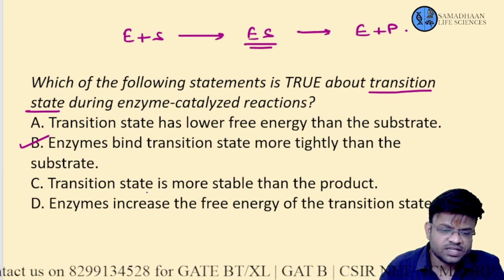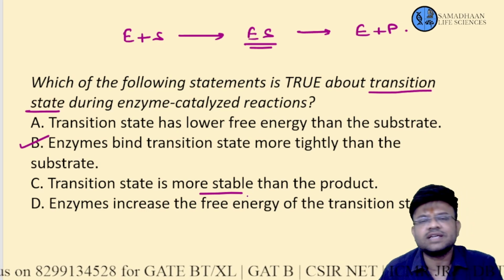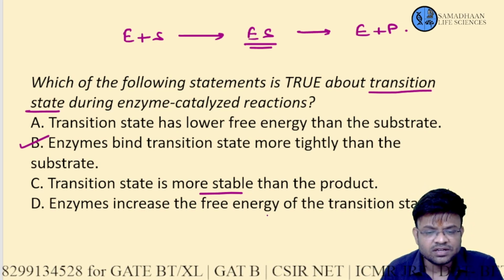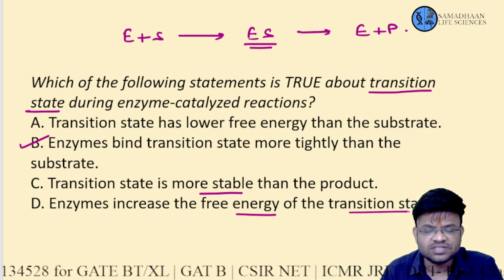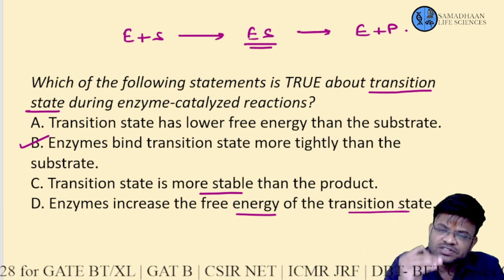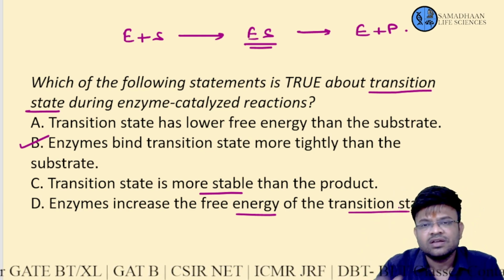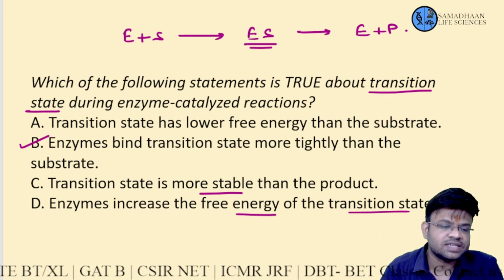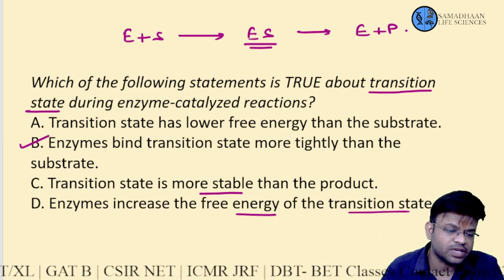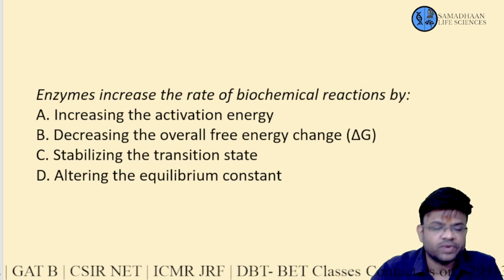Okay, next point is transition state is more stable. No, it is unstable state. Enzyme increases the free energy of the transition state. No, the free energy of the transition state is decreased. Only then the rate of the reaction increases significantly. So the correct option over here is B. Let us talk about the next question.